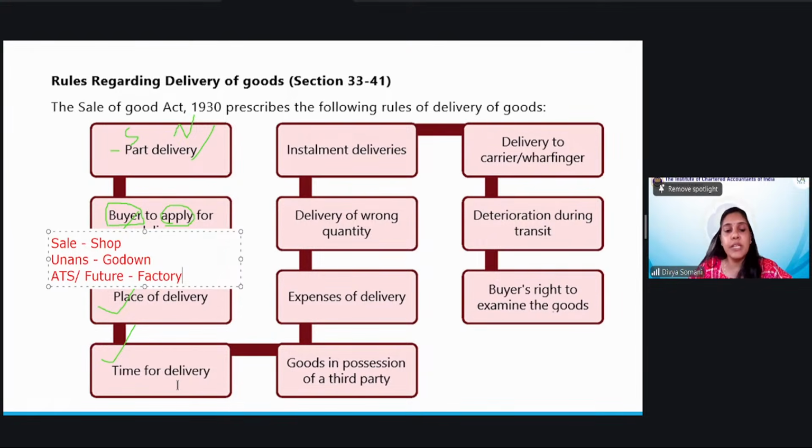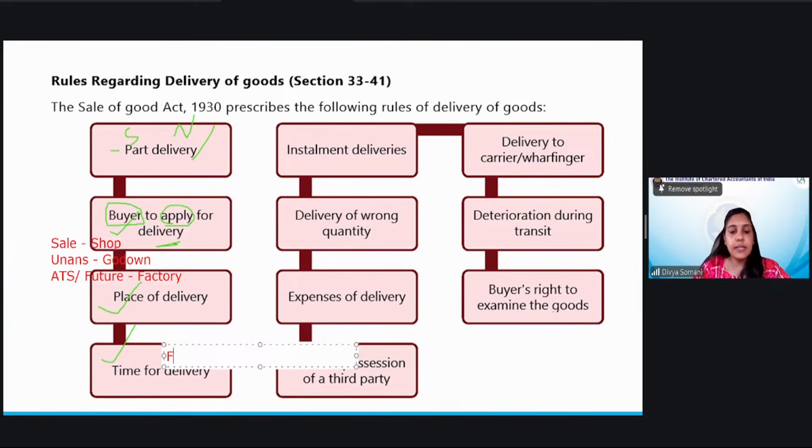Next is the time of delivery, when the delivery should happen. Normally the delivery should happen as per the fixed time, whatever time has been fixed between buyer and seller. We took the example of a cake. We ordered a cake and we asked the baker to deliver it by tomorrow. So if you have fixed a time period, then at that point of time the delivery should happen. And if no time has been fixed, then in that case, reasonable time.